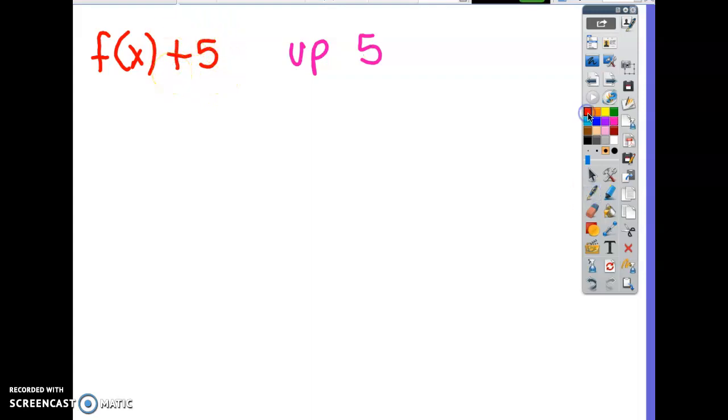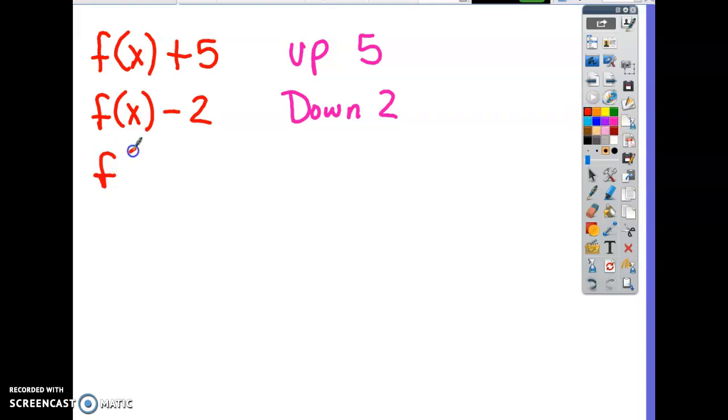Let's do another one. What if it says f of x minus 2? It went down. Down how many? Down 2. Okay, translation down 2 units. What if it says f of x plus 3?